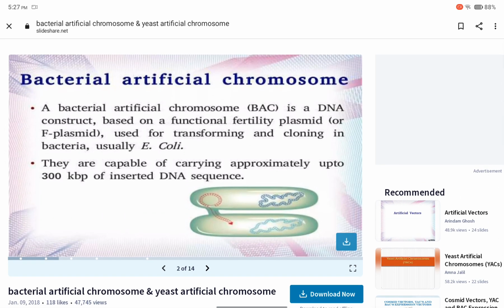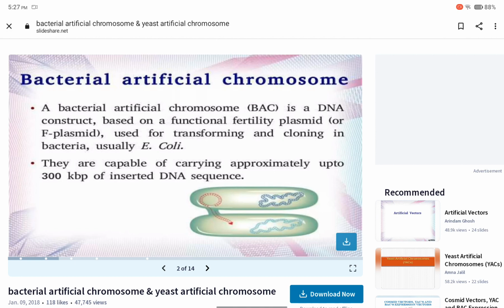These are DNA constructs based on the functional fertility plasmid, or F plasmid. Say they are formed from the F plasmid. These are generally a DNA sequence or DNA structure which is formed from the functional fertility plasmid. These are the reproductive plasmid in bacteria.